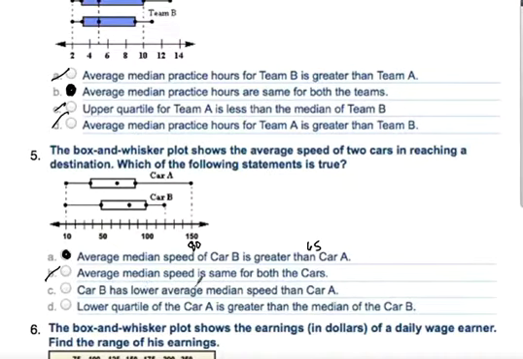Car B has a lower average median speed than car A. The median for car B is definitely bigger, further in the positive direction than car A, so that one's not true. D says lower quartile for car A is greater than the median for car B. The lower quartile would be Q1, which is over here. In this case, it's probably somewhere around 35 or so, and we're saying that that's greater than the median for car B. Well, that's definitely not true, just looking at our box and whisker plots.